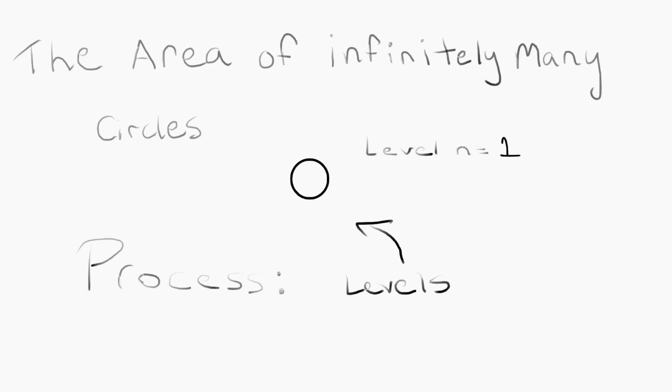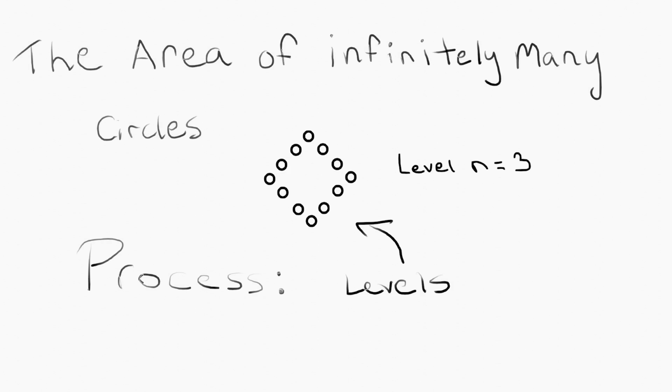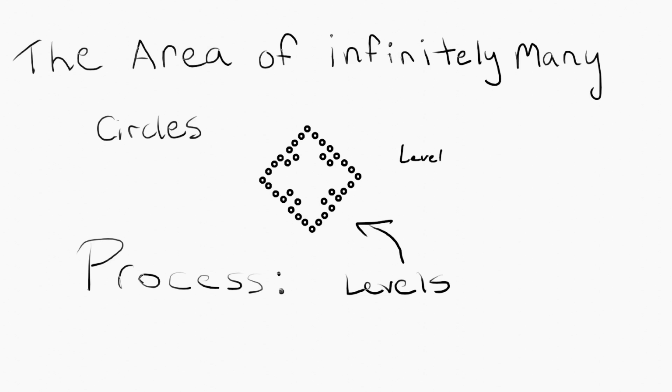So level 1 will be the center circle. Level 2 will be the circles directly touching the center circle. Level 3 would be the circles touching those circles touching the center circle, and so forth and so on. So each level represents a step away from the center circle.